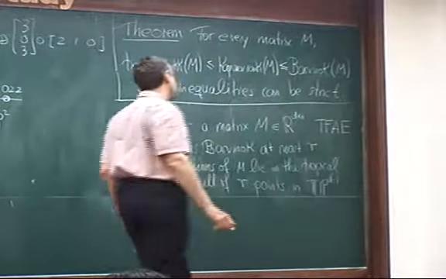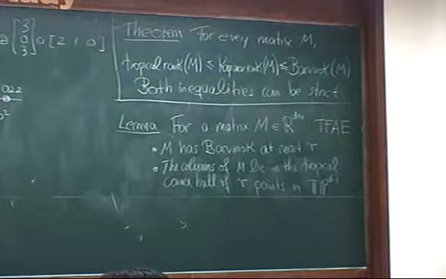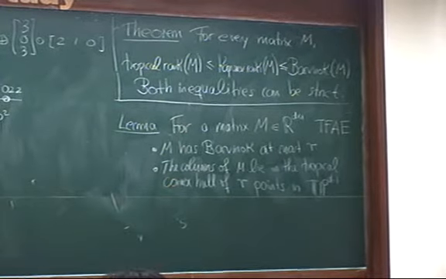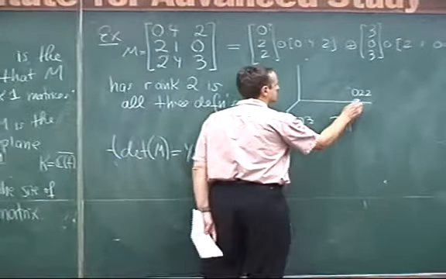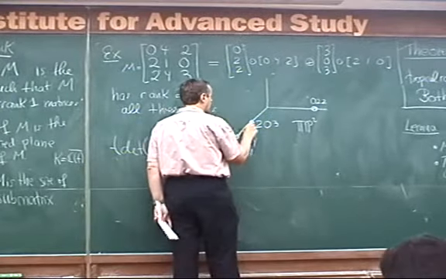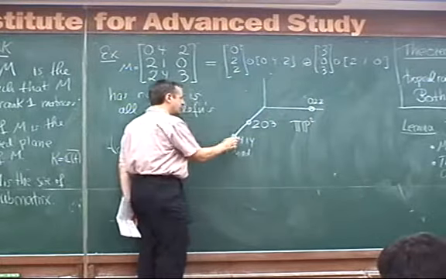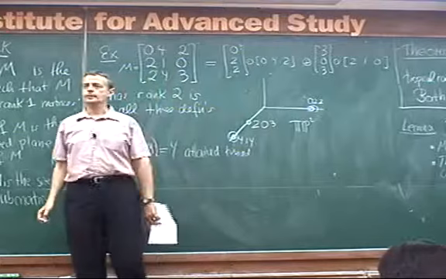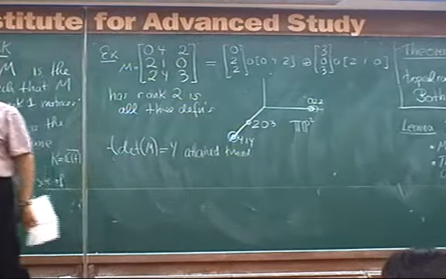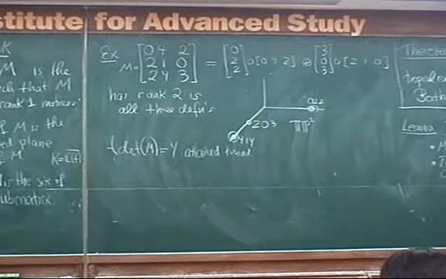Okay? So here we can see this example. We have 3 points, but they're in the convex hull of only 2. Right? So they're in the convex hull of this one. The third point is in the tropical convex hull of 2 of the points. So therefore, the Barvinok rank is 2.